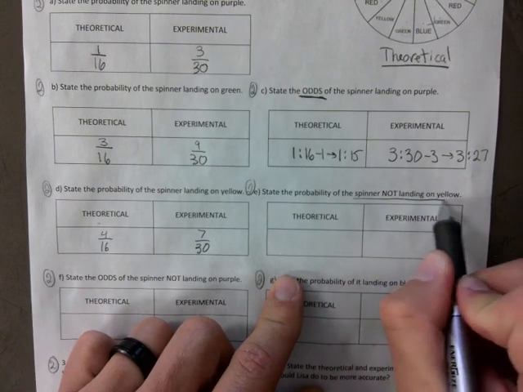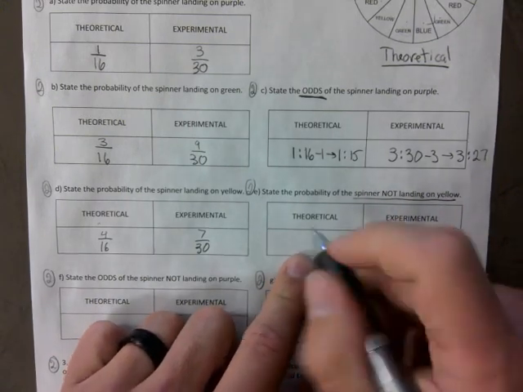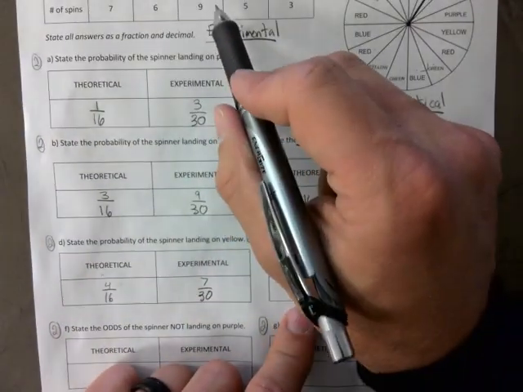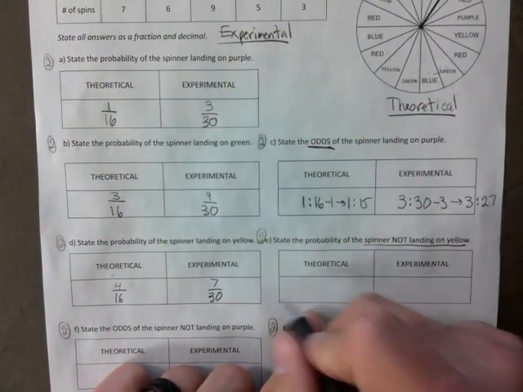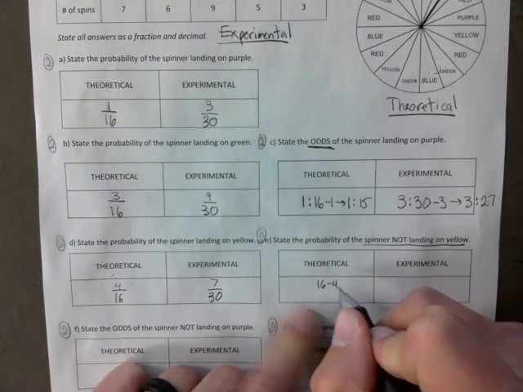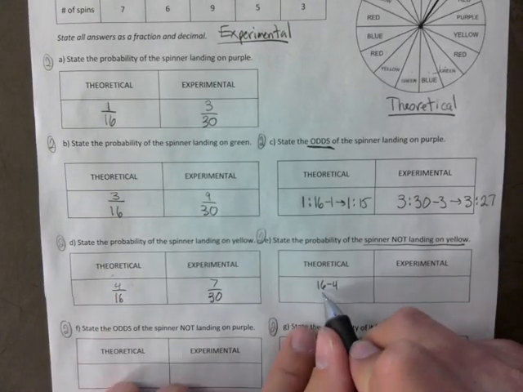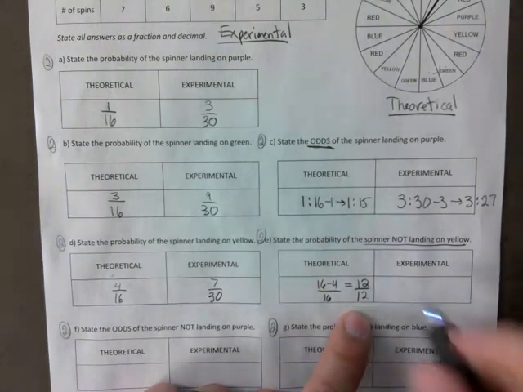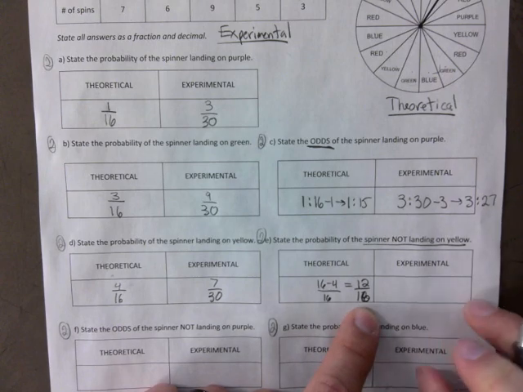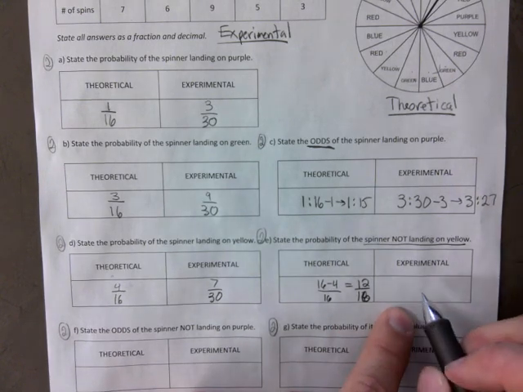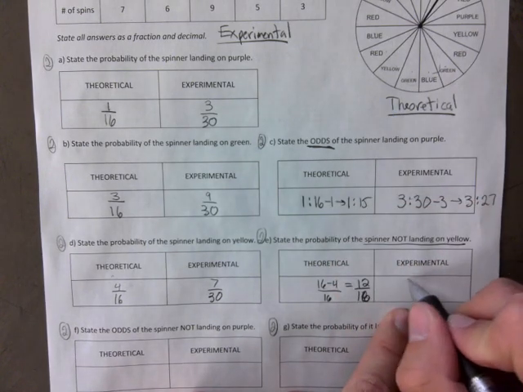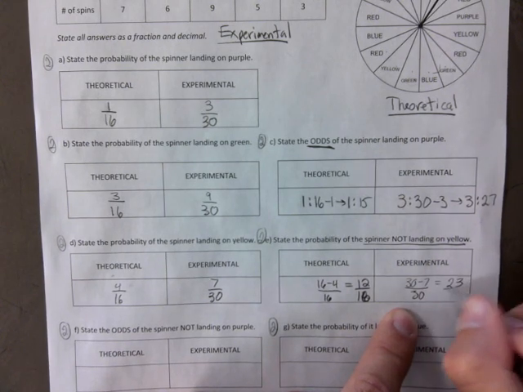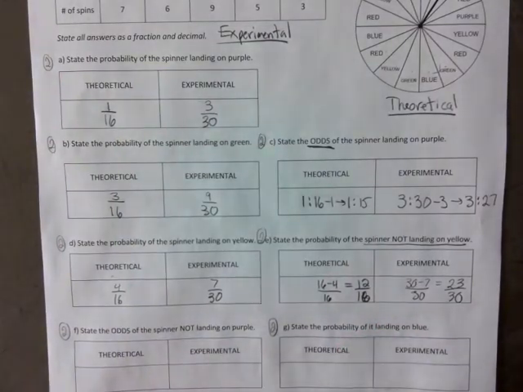Probability of spinner not landing on yellow, right? So we can either use this answer or we can just use the table, right? But the theoretical probability would be 16 minus 4, so that's not landing on yellow over 16. So it would be 12 over 16. That we don't land on yellow. And for the experimental, it would be 30 minus 7 over 30, which gives us 23 over 30 ways of not landing on yellow.